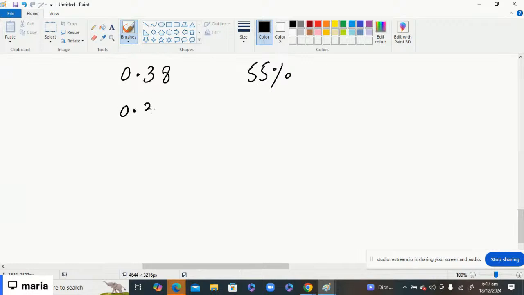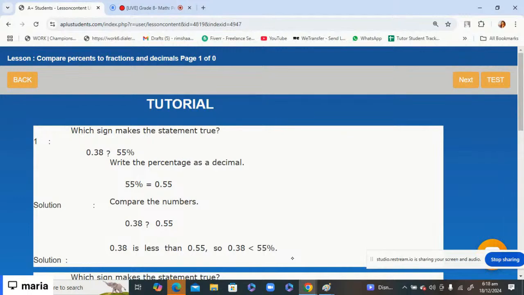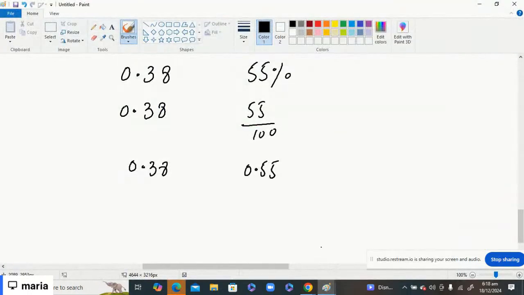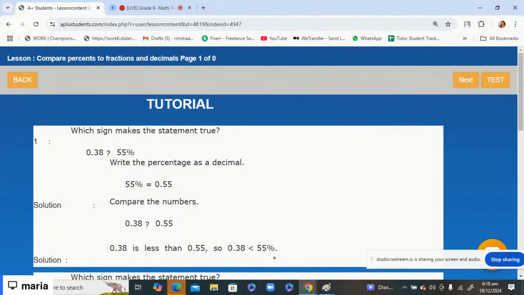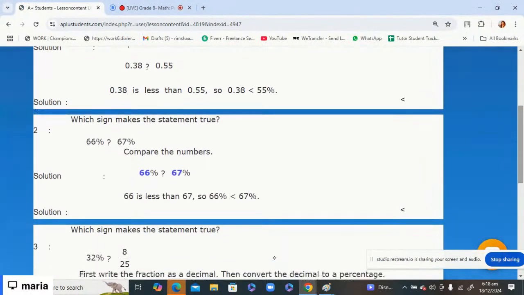First of all, let's solve this one. 55%, convert into the decimal, then check it out. 55 divided by 100. Now 0.38 is still the same, so this becomes 0.55. Now tell me which one is the greater, 0.38 or 0.55. As we know that 0.55 is greater as compared to 0.38. So we can say that 55% is greater as compared to this one. Okay. So 0.38 is less than 0.55.